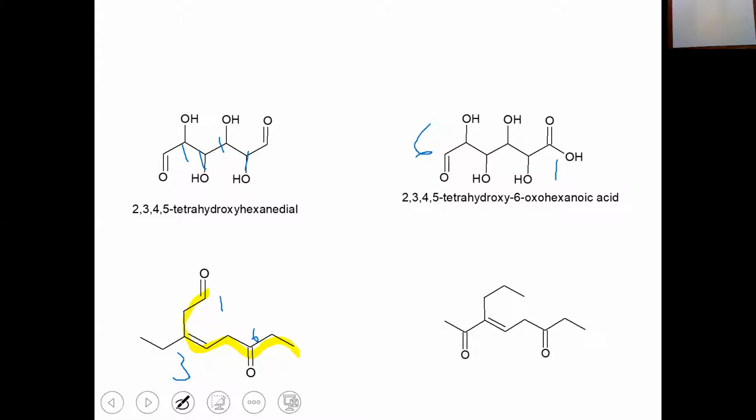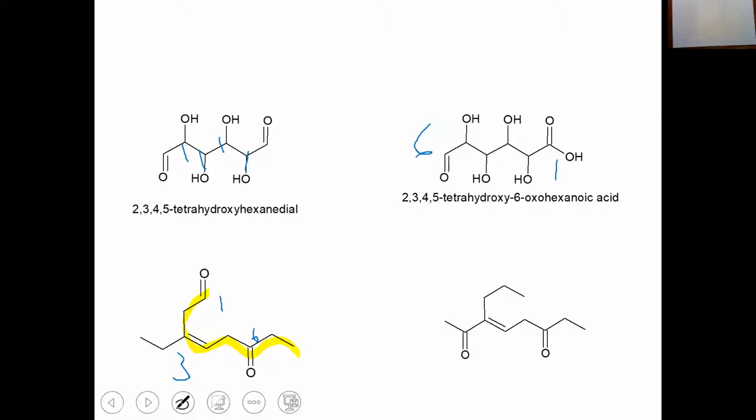But wait, an alkene is always named in the parent name also, so it's an octenal. The al doesn't have to have a number, but the ene does. So it's a 3-octenal or an oct-3-enal. It's a 3-ethyl, and then you have to name the ketone 6-oxo. 3-ethyl, 6-oxo, 3-octenal. One more thing.